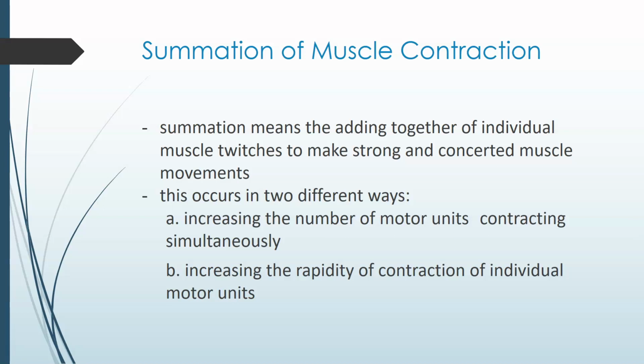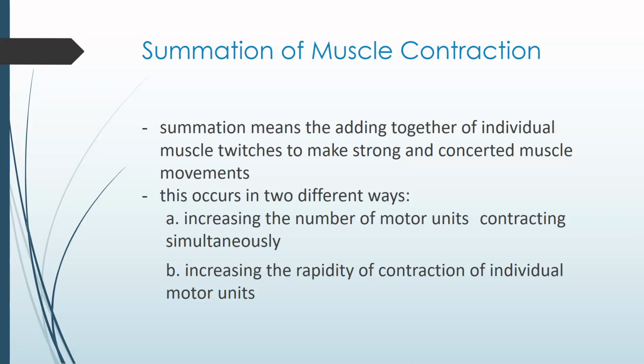So I said that we have to have a number of twitches in order to have a contraction, and this is known as summation. Summation means the adding together of individual twitches to make strong and concerted muscle movements. So although I discussed a twitch, it is the culmination of a number of twitches working one after the other, so adding together individual muscle twitches to make a strong and concerted muscle movement.